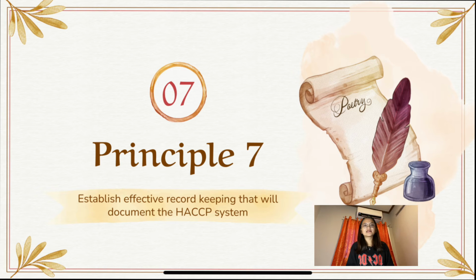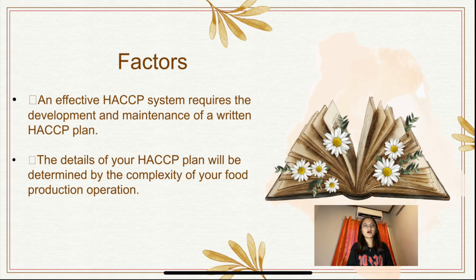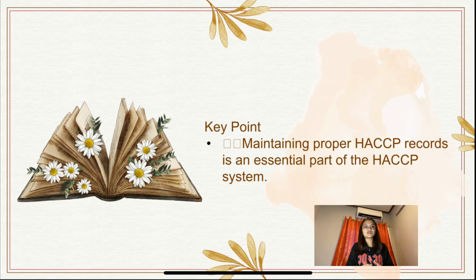Principle 7. Establish effective record keeping that will document the HACCP or Hazard Analysis Critical Control Point system. An effective HACCP system requires the development and maintenance of a written HACCP plan. The details of your HACCP plan will be determined by the complexity of your food production's operation. Maintaining proper HACCP records is an essential part of the HACCP system.